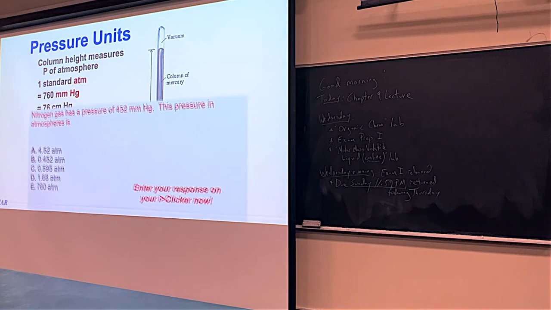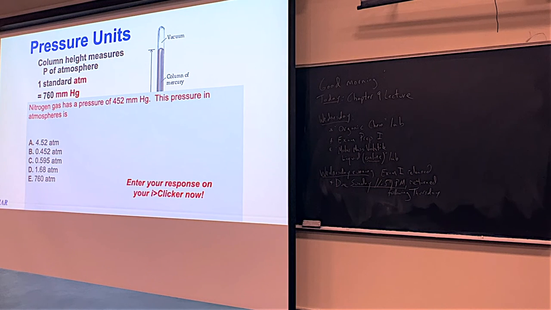All right. So here's a type of question you might run into. This nitrogen gas sample has a pressure of 452 millimeters of mercury, and we want to convert this into atmospheres. What do you do? Well, we'll use this conversion right here, which says 760 millimeters of mercury equals one atmosphere of pressure. And by the way, this 760 is considered an exact amount, so it doesn't affect your sig figs. So in this problem, we're going to convert millimeters of mercury into atmospheres.